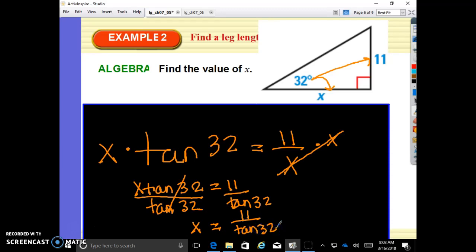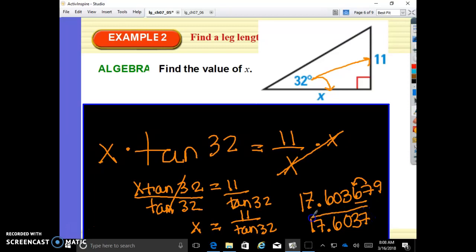So at this point, I pick up my calculator. 11 divided by 32, tan button, equals, and I get 17.603679, 4 decimal places. 1, 2, 3, 4. What does the 7 do to the 6? It bumps it up. 6037. So take a second to plug this in your calculator and make sure you can get here.